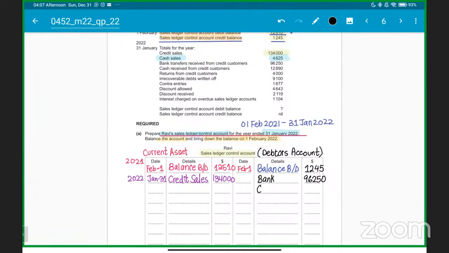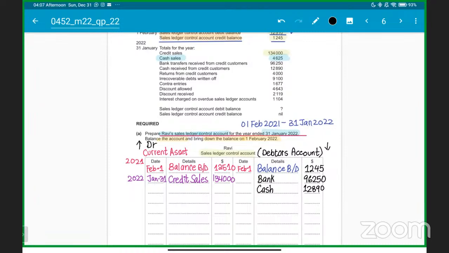Getting it? And some amount is received using cash as well from the credit customers. It's written clearly, cash is received from the credit customers. Getting it, students? 12,890. In other words, you just need to do this thing. If the customer is increasing, you put it on the debit side. If the customer is decreasing, you put it on the credit side.